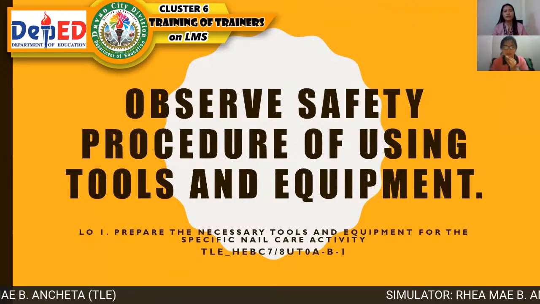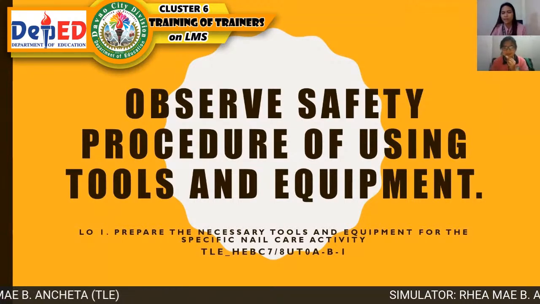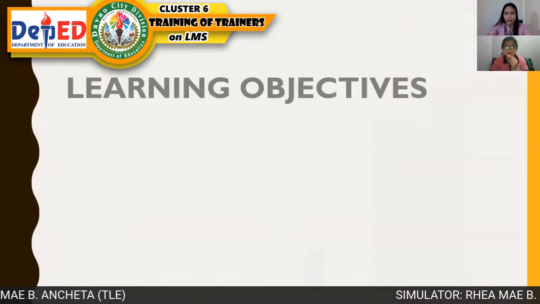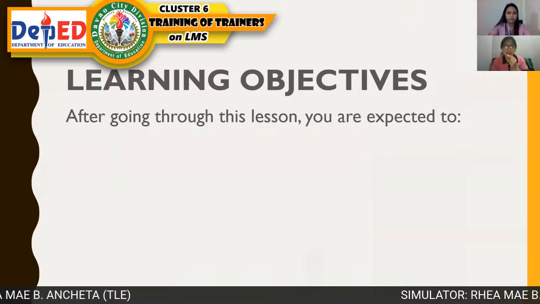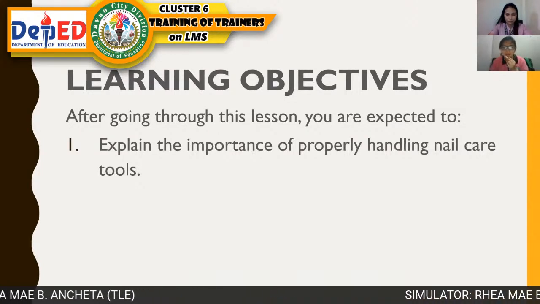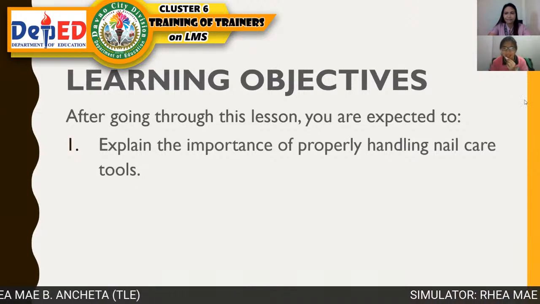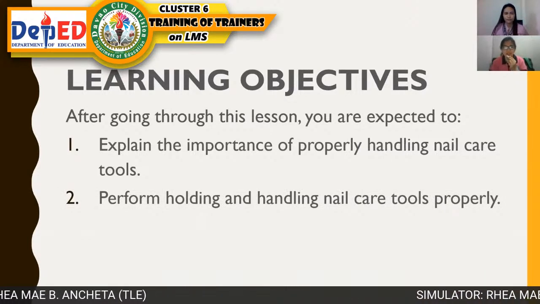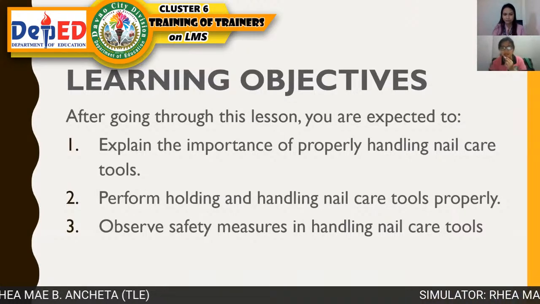Right? This is under the learning outcome 1. Prepare the necessary tools and equipment for the specific nail care activity. Alright? So for this topic, we have the following learning objectives. Can you please read each and every objective, Joanna? Learning objectives. After going through this lesson, you are expected to explain the importance of properly handling nail care tools. Number 2. Perform holding and handling nail care tools properly. And last, observe safety measures in handling nail care tools.